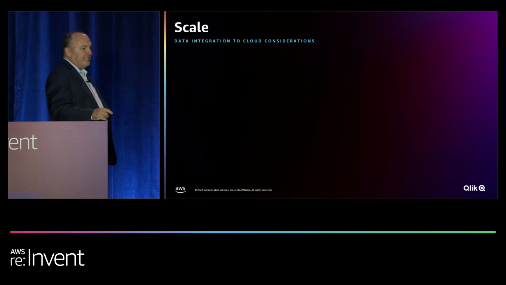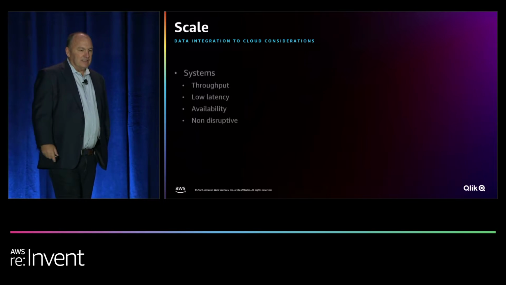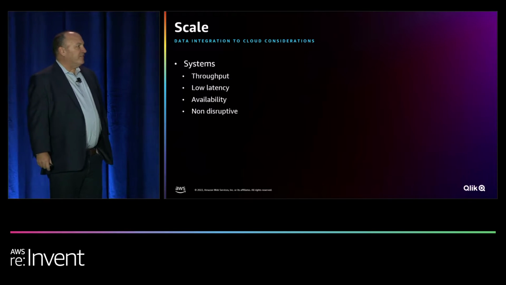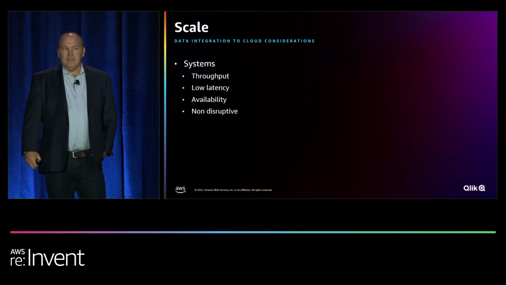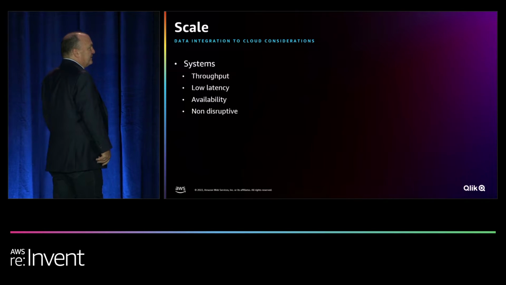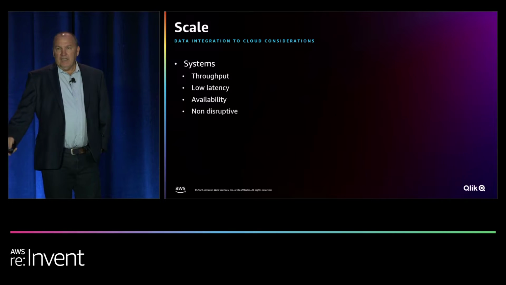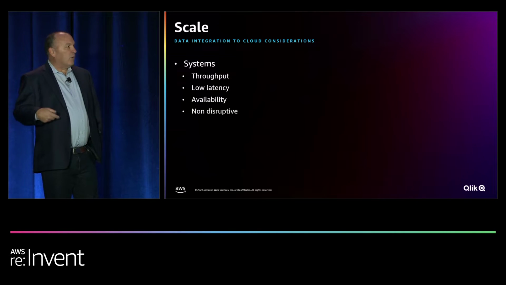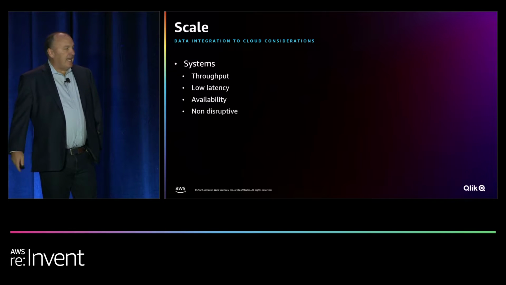First, when it comes to scale, what are some of the key considerations around scale? And we think about it in two different ways. From a systems perspective, you need to think about things like throughput. How much data do I need to move across the wire, and how do I do this in a very efficient way? How do I do this in low latency?